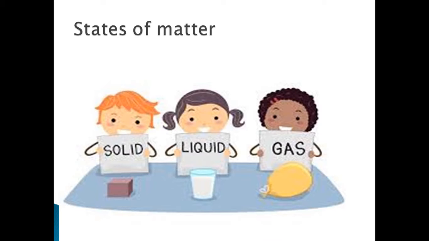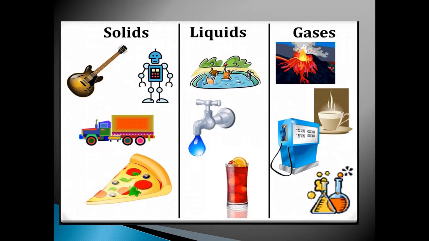Now, what are the three states of matter? Yes, excellent. Matter has three forms or three states: solid, liquid, and gas. There are a lot of examples of solids. Guitar, robot, and car are examples of solids. Liquids are like juice, milk, oil, and water. Gas is like the air around us. All these are examples of the three states of matter: solid, liquid, and gas.